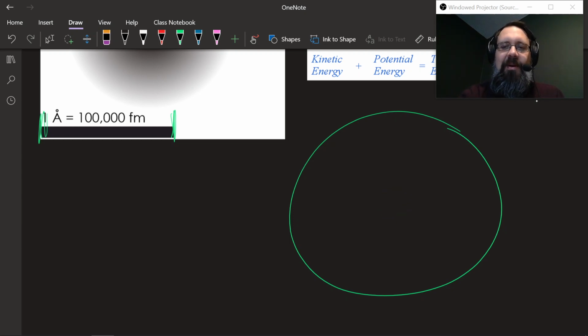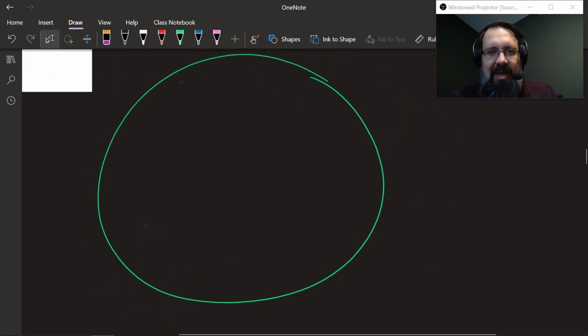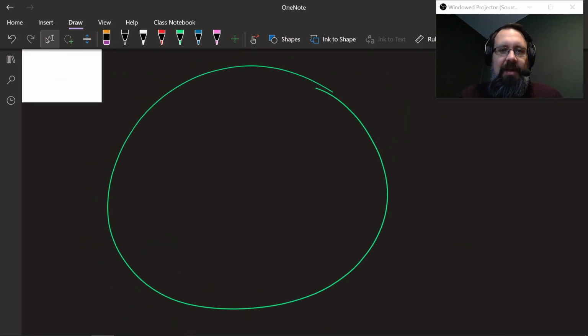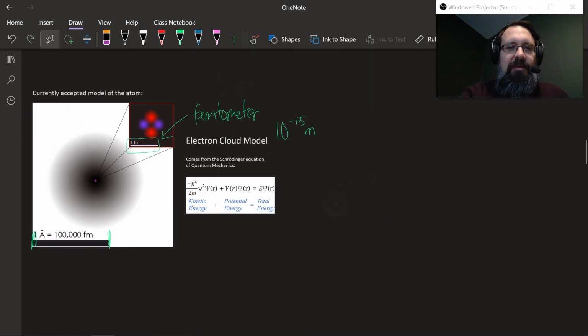That's completely wrong. In fact, if this was the actual size of an atom and I wanted to draw the nucleus, it would be smaller than a pixel. I wouldn't be able to show it to you. It would be smaller than a pixel on your display right now. You wouldn't be able to see it. The nucleus is incredibly, incredibly small.